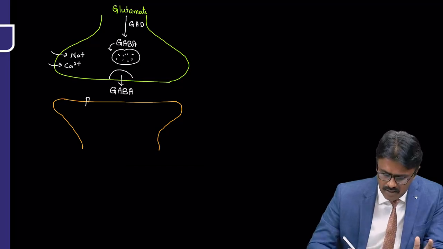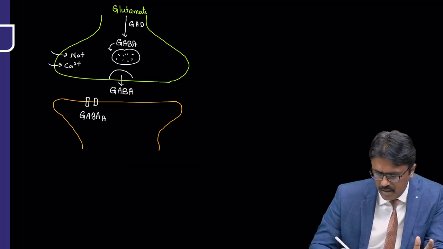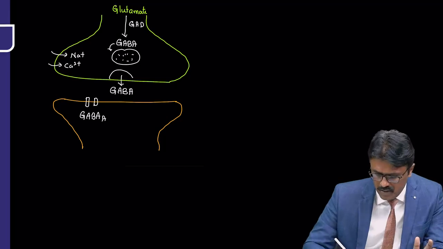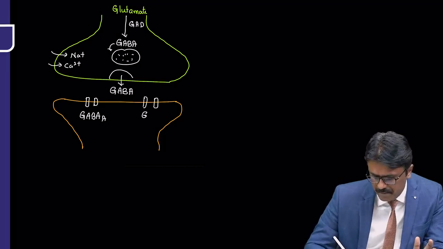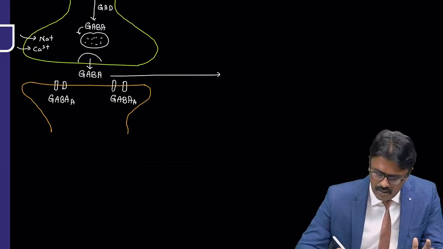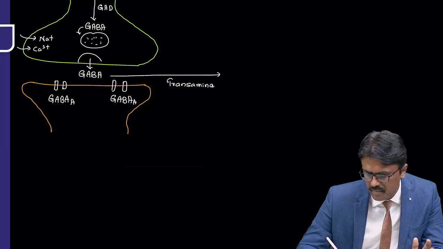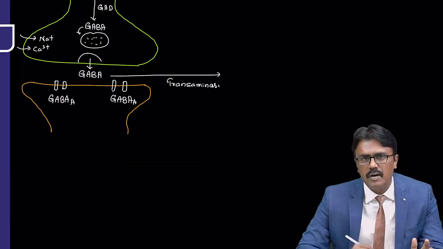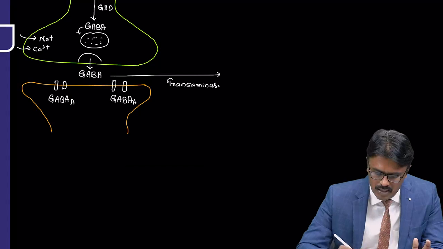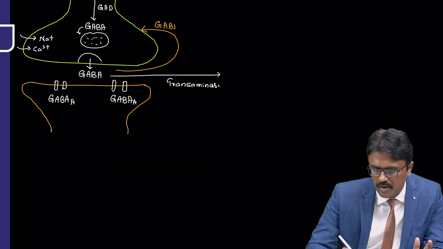Now this GABA acts on the receptors. They are called GABA A, and you know that GABA A are ion channel receptors. So it will act on this GABA A. And this GABA is metabolized by an enzyme called GABA transaminase, or it is taken up back by a transporter called GABA transporter.